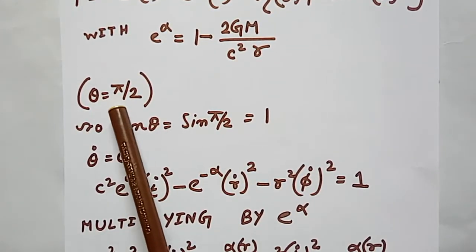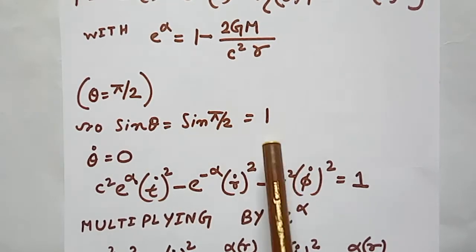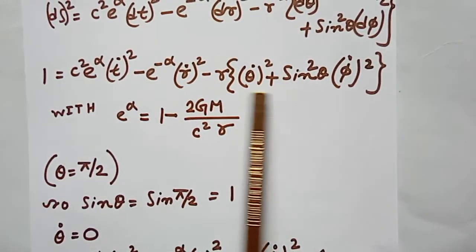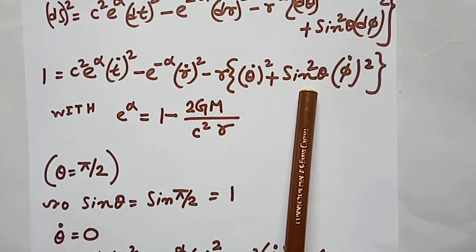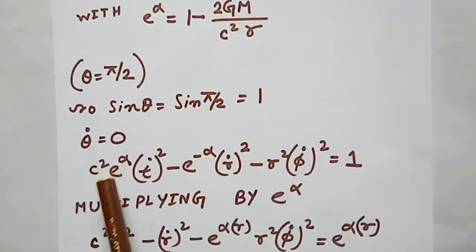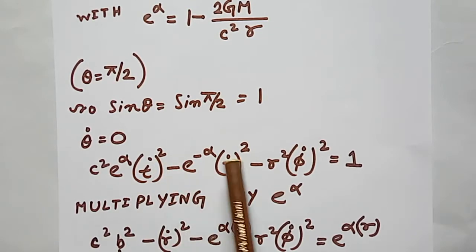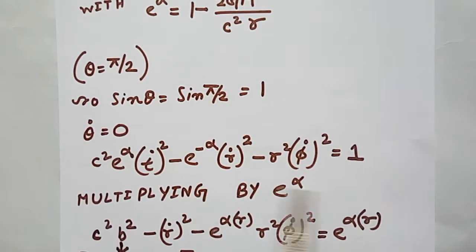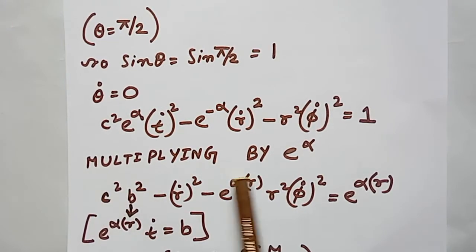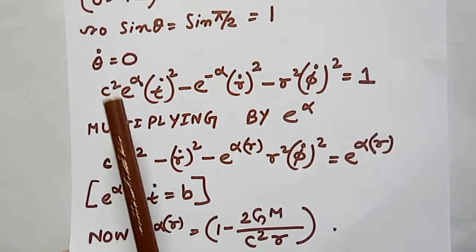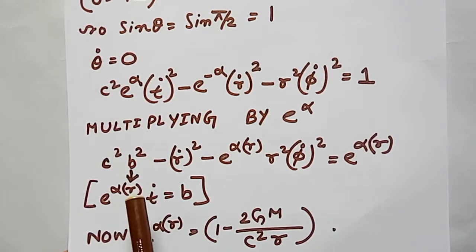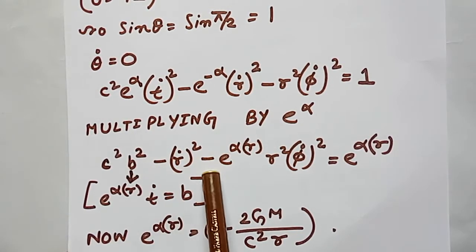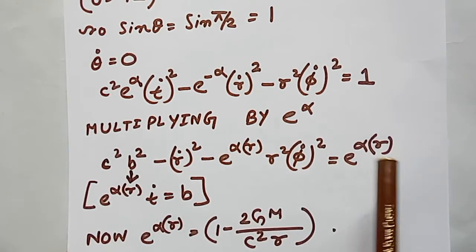Now, theta equal to pi/2, so sin theta equals sin pi/2 equals 1, and theta dot equals 0. In the equation we have c squared e to the power alpha t dot squared minus e to the power minus alpha r dot squared minus r squared phi dot squared equal to 1. Now this is the equation; rearranging and multiplying by e to the power alpha, we have c squared b squared, since b is e to the power alpha t dot. We derived that earlier, and so minus r dot squared minus e to the power alpha r squared phi dot squared equal to e to the power alpha of r.